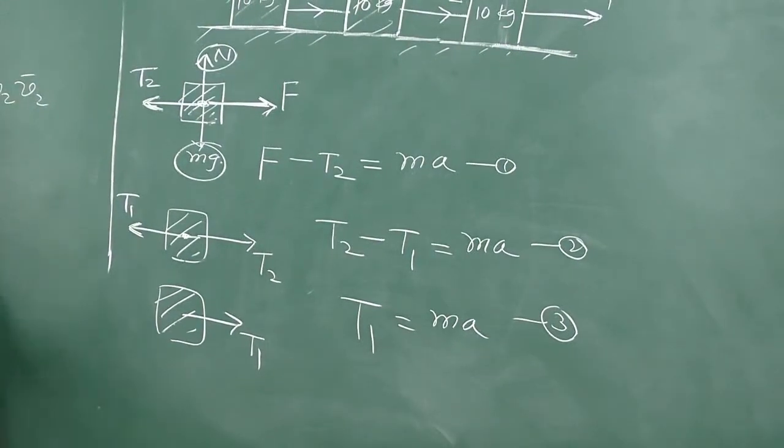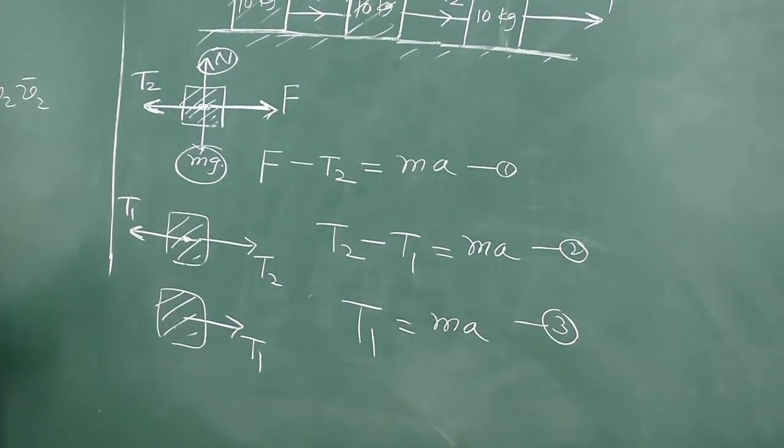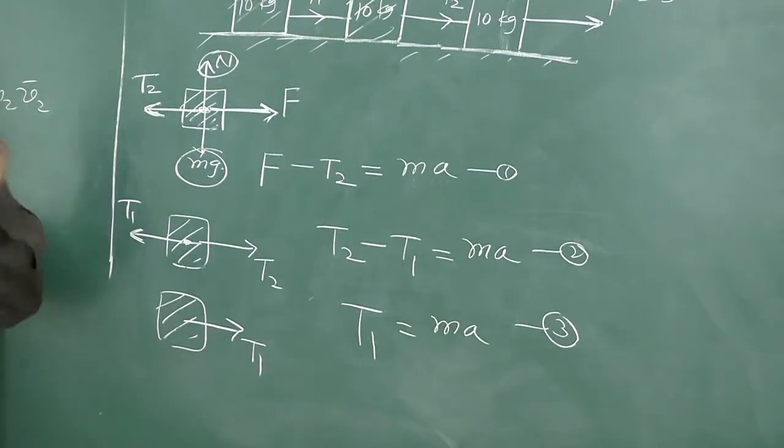In this way, when the blocks are connected by strings, we have to write the free body diagram for each block. That means we have to represent the various forces acting on the block. Then you find the net force acting on the block and then apply the second law.